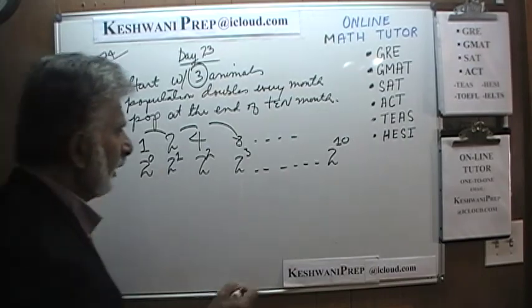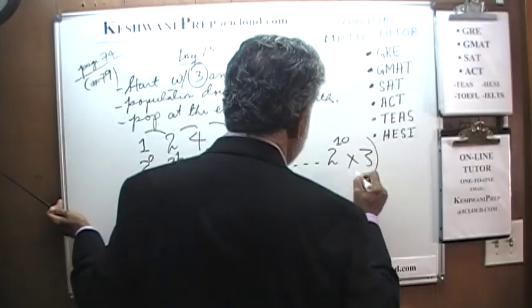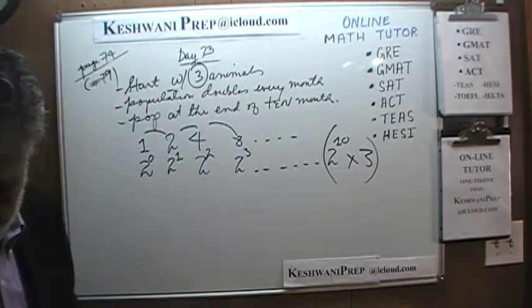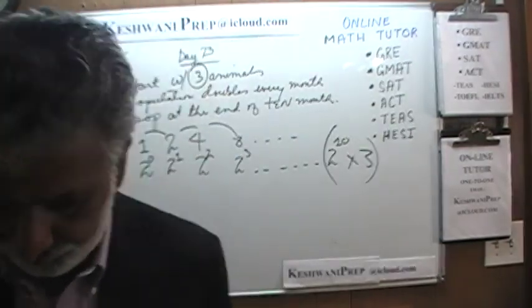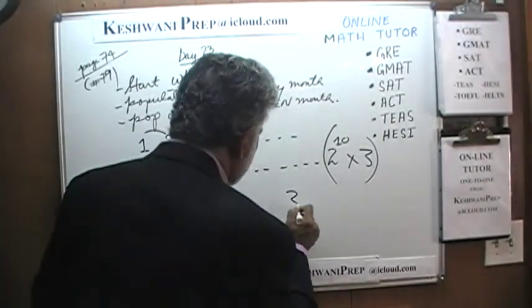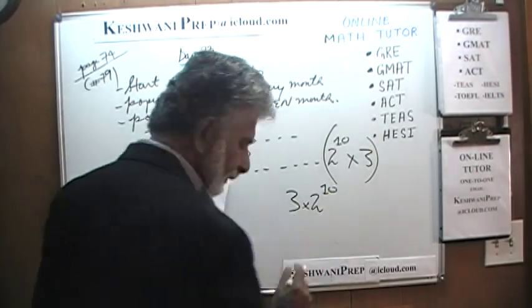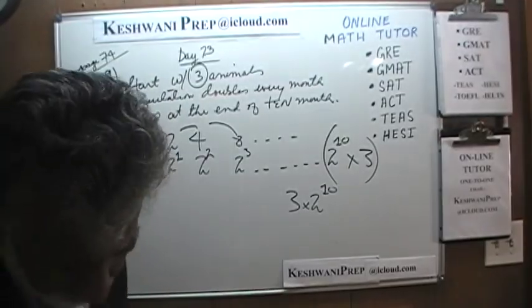But we're not starting with 1, we're starting with 3. So we're just going to have 3 times as much. That's all. We're going to have 3 times as many. So the answer simply is 3 times 2^10, which happens to be answer choice D.